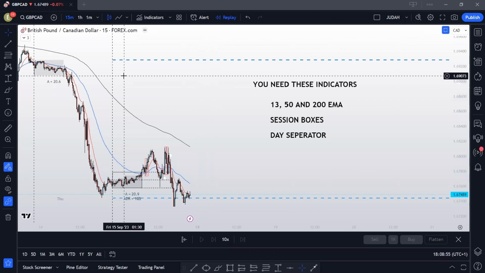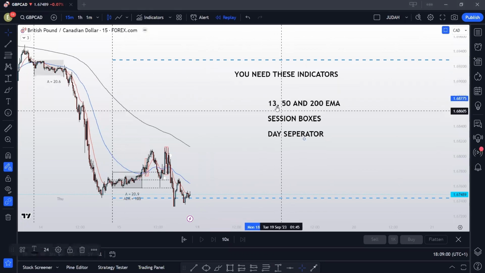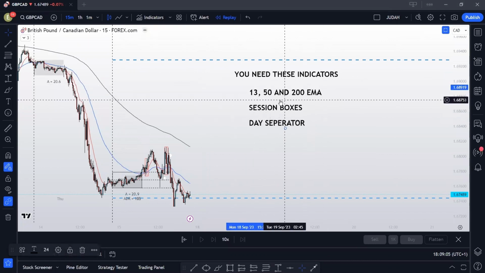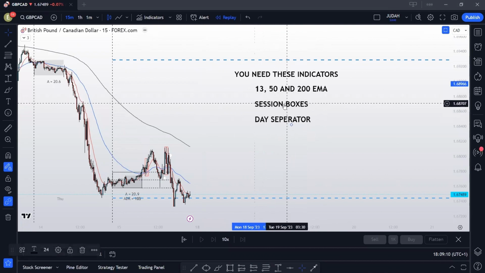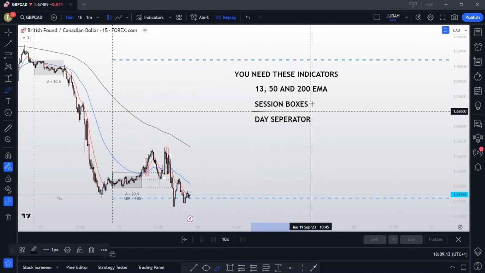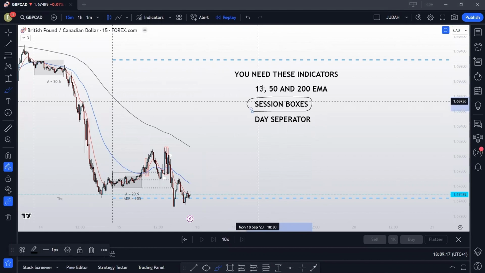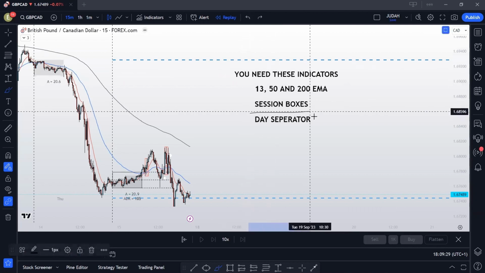Before we begin, there are certain indicators that you need when trading this strategy. First of all, you're going to need the exponential moving averages: the 13, the 50, and the 200. You're also going to need session boxes. This is going to plot out your Asian session, London session, and the New York session, so you can know what time of the day you're placing the trades. Because if you're not going to place the trades during the Asian session, you have to place the trades during the London session or the New York session. And last but not least, you're going to need the day separator.